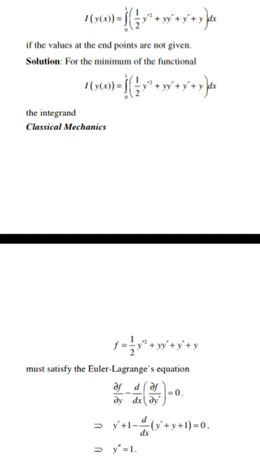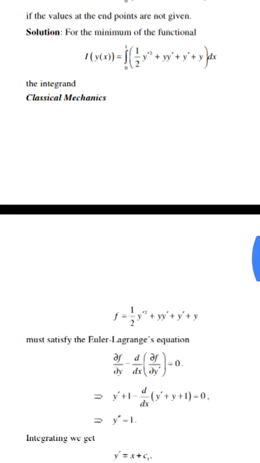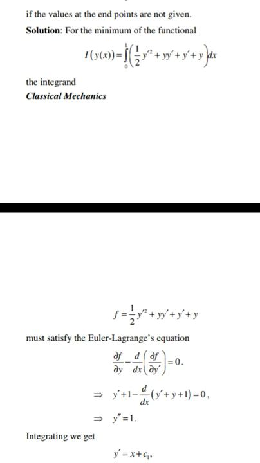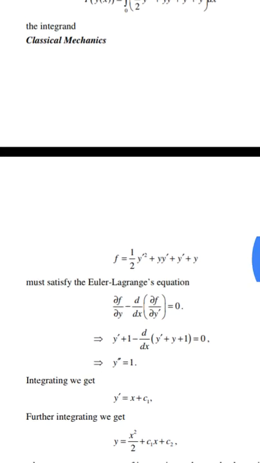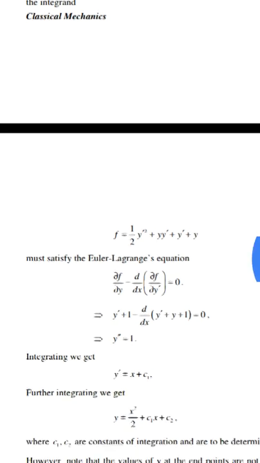Here ∂f/∂y is y' plus 1, and ∂f/∂y' is y' plus y plus 1. Therefore, y' plus 1 minus d/dx of (y' plus y plus 1), and differentiating, y'' plus y' plus 0. Therefore, y' plus 1 minus y'' minus y' is equal to 0. y' cancels. Therefore, y'' is equal to 1.